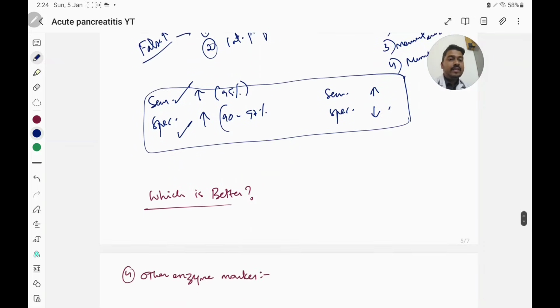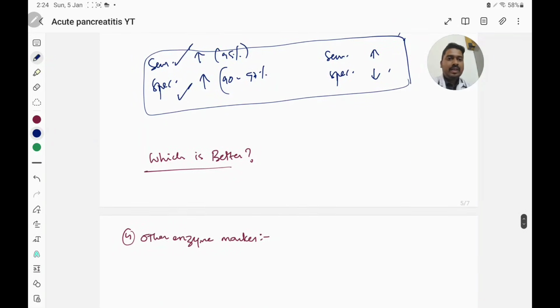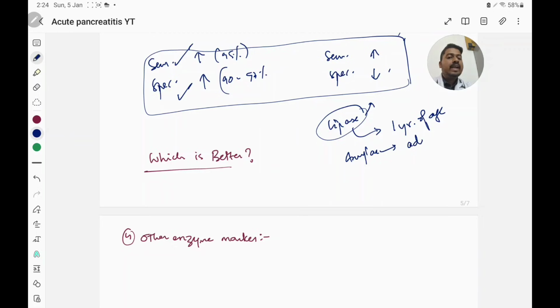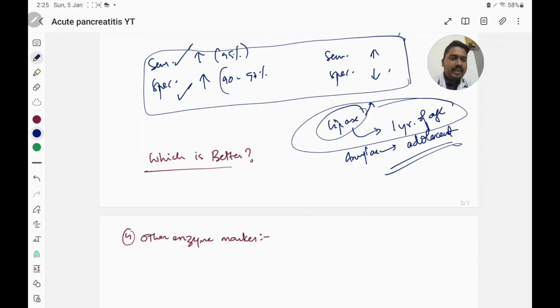Now, if you ask me which is better, is lipase better or amylase better? In pediatric population, lipase is always better. In addition to above causes, the important thing is lipase will reach adult levels at 1 year of age. Okay, but amylase will reach adult levels at adolescence only. Okay, so that's why lipase, which reaches adult levels at 1 year of age, is a better predictor of pancreatitis.